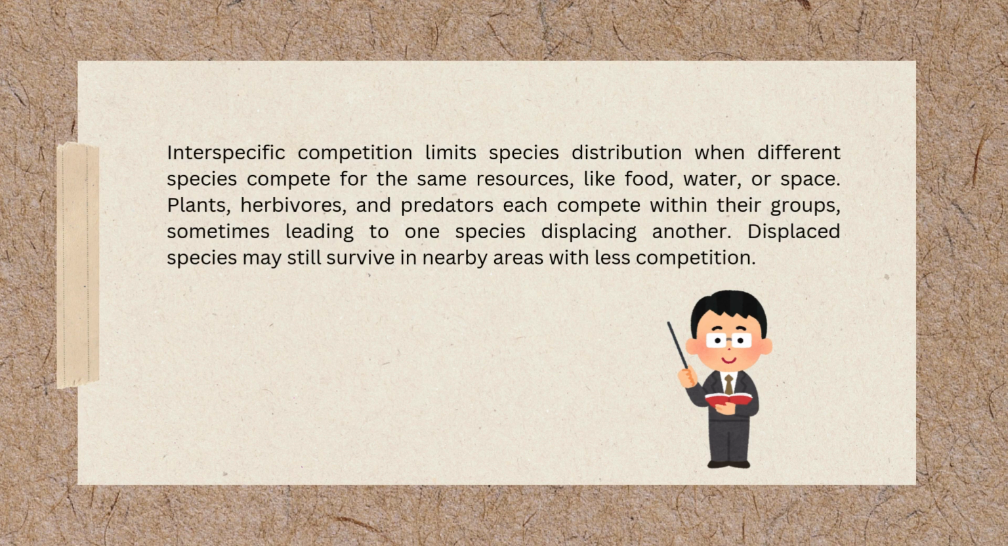The presence of other organisms can limit the distribution of some species through interspecific competition. This occurs when different species compete for the same limited resources, such as food, water, space, or nesting sites. Since similar resources are utilized, green plants compete with other plants, herbivores with other herbivores, and predators with other predators. Competition can result in one species being displaced from a habitat by another. However, the displaced species may still survive in adjacent areas of the habitat.